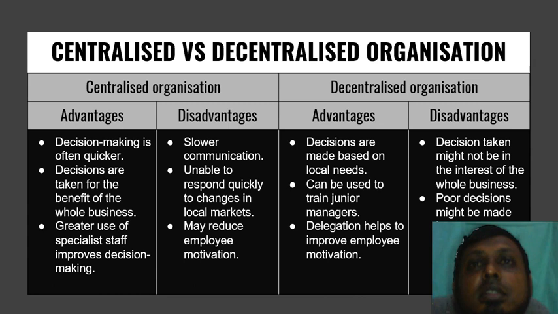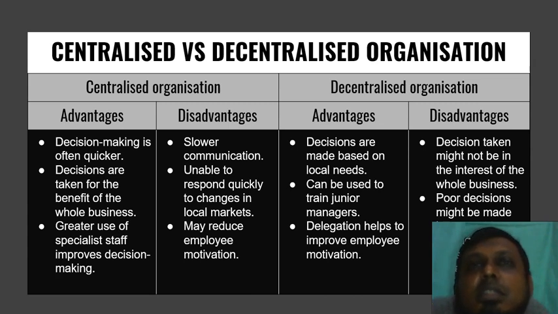On the other hand, a decentralized organization has advantages, such as decisions are made based on local needs. They know what is best for the local needs. Another advantage of a decentralized organization is that it can be used to train junior managers. And delegation helps to improve employee motivation. Those employees who would like to try new things get the opportunity to do so.